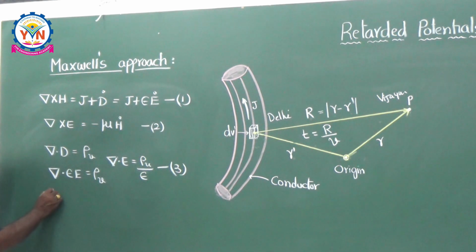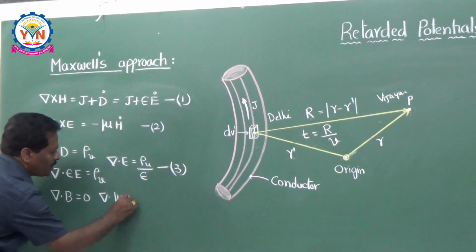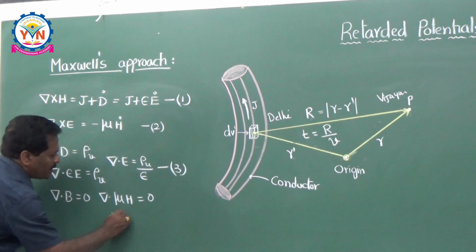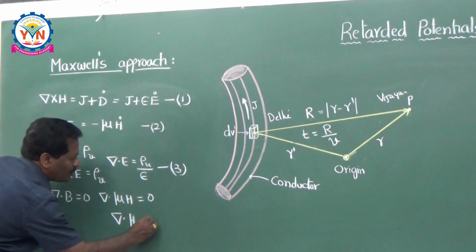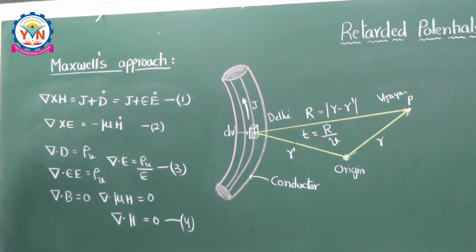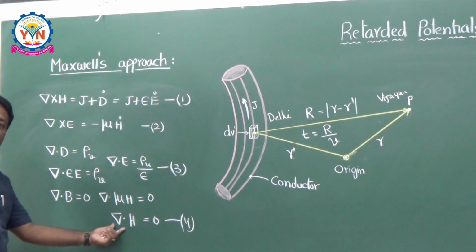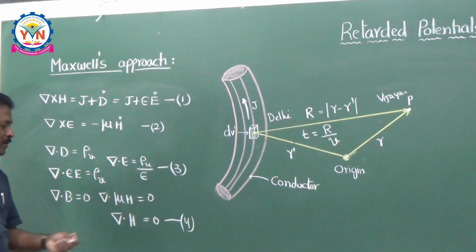And the fourth one is del dot B is equal to 0. That is del dot mu H is equal to 0. Therefore, del dot H is equal to 0. This is the fourth equation. So these are the four equations you have. The first one is nothing but Ampere's circuit law. The second is the modification of Faraday's law. The third one is Gauss's law. And the last one is the property of a magnet, that means non-existence of the magnetic monopole.